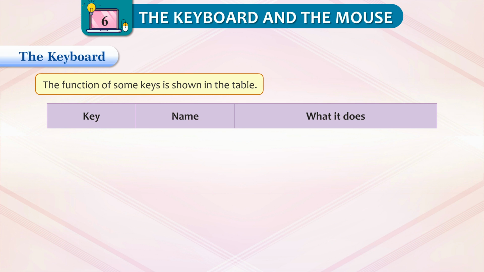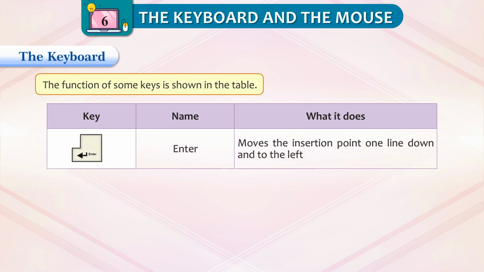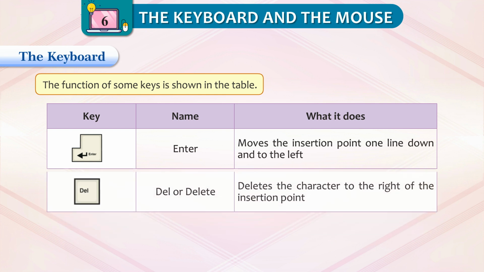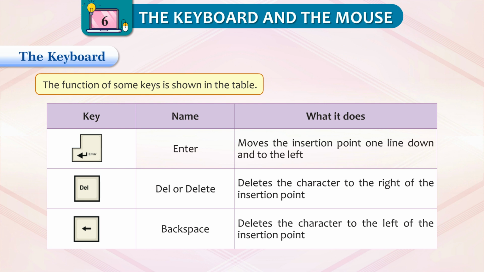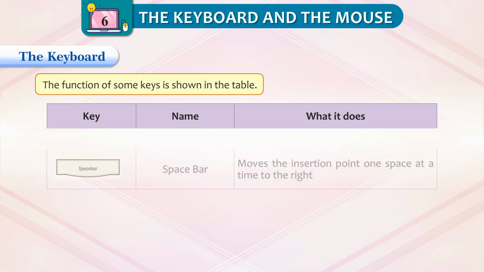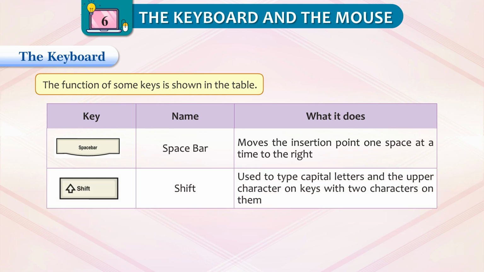Key, name, what it does. Enter, moves the insertion point 1 line down and to the left. Del or delete, deletes the character to the right of the insertion point. Backspace, deletes the character to the left of the insertion point. Spacebar, moves the insertion point 1 space at a time to the right.